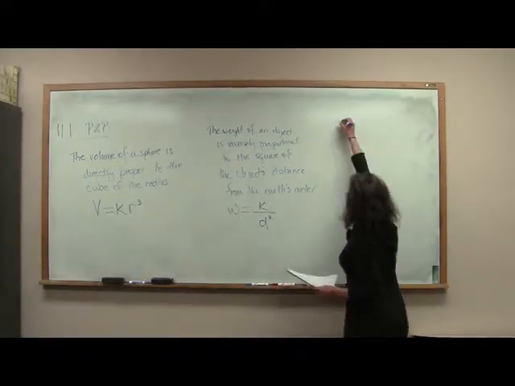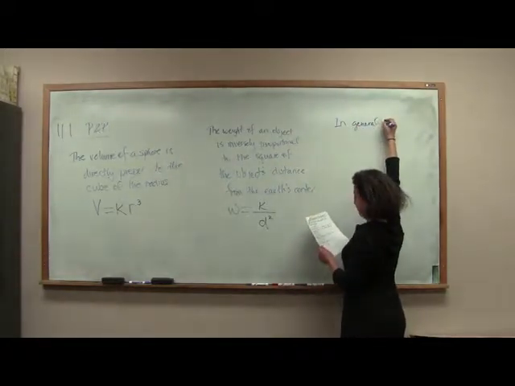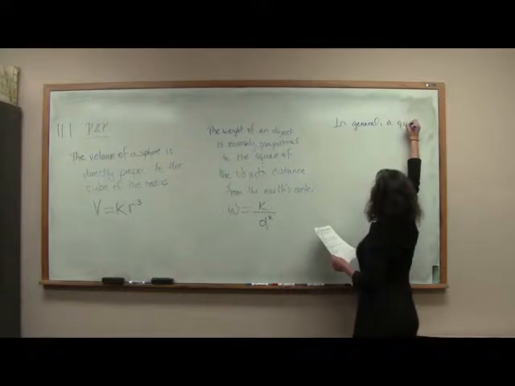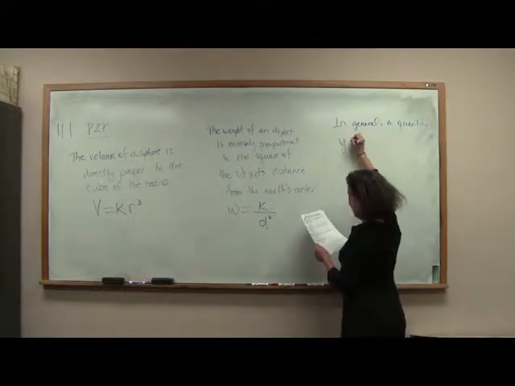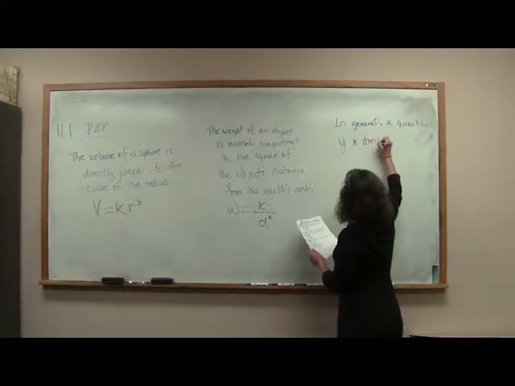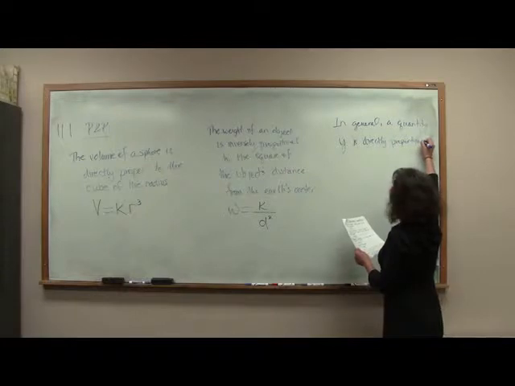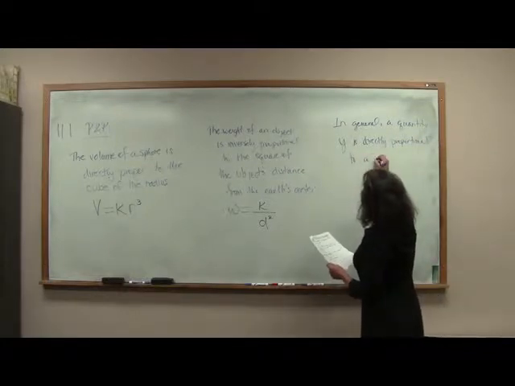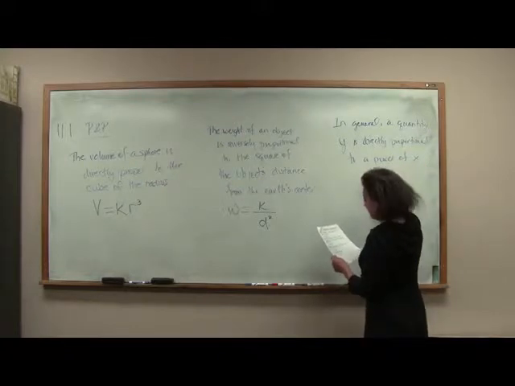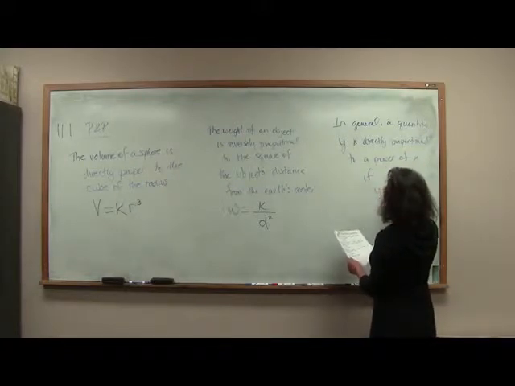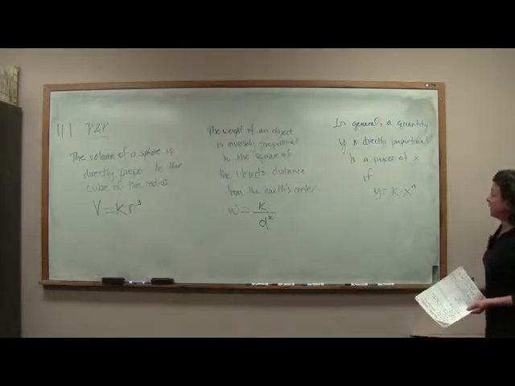So, let me say this. In general, a quantity Y is directly proportional to a power of X if Y is equal to K times X raised to some power.